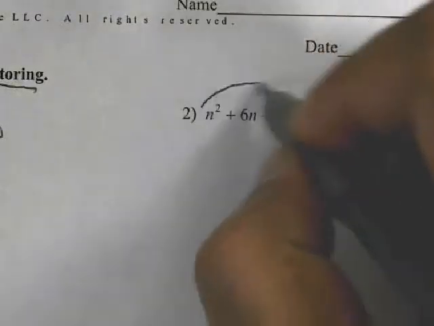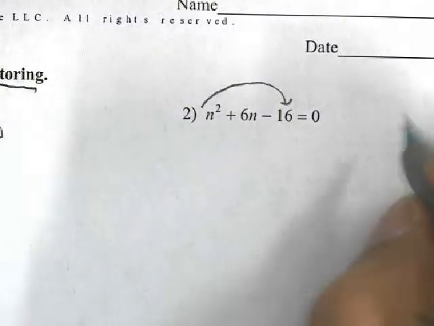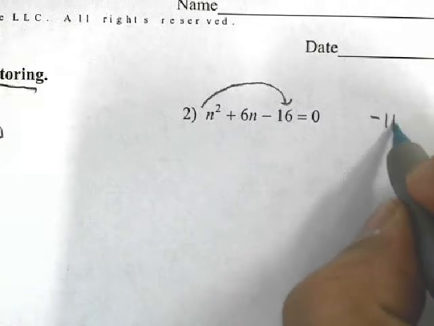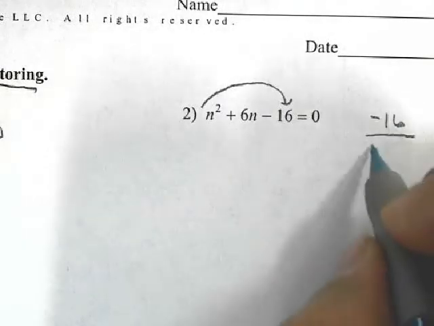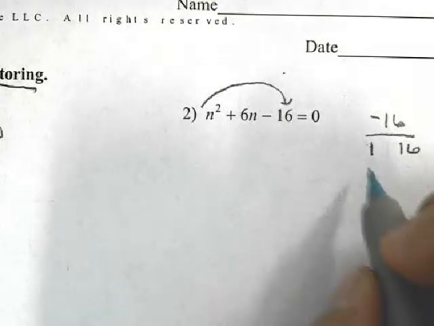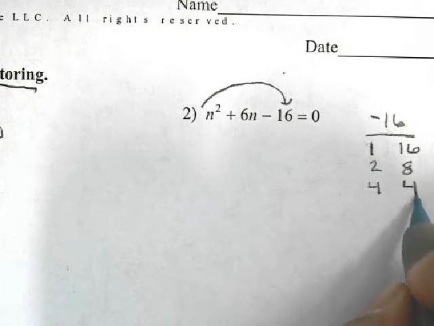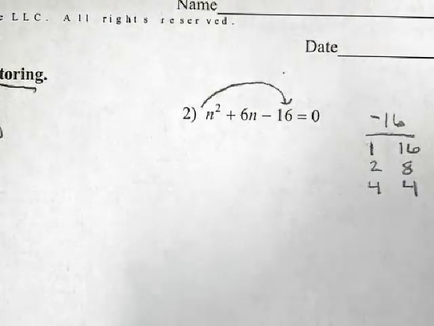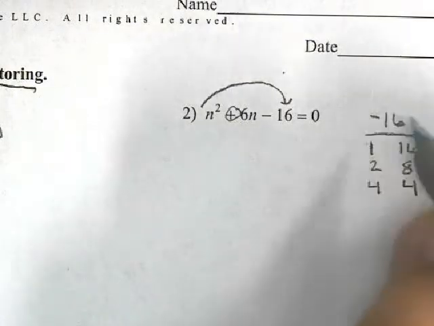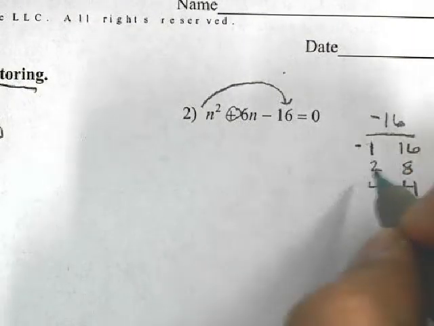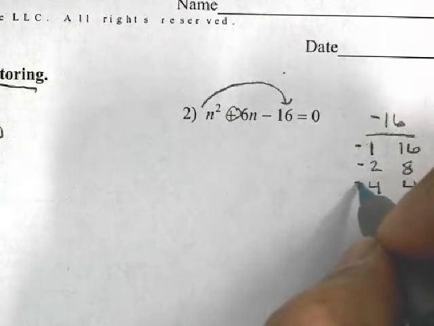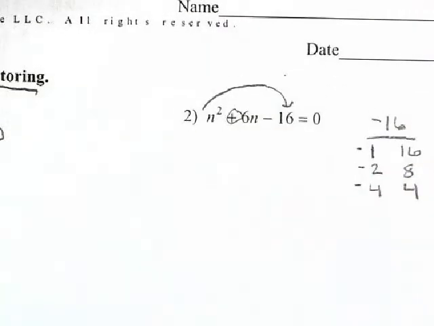This is 1 times negative 16. So we get negative 16. Start with 1 and 16. We've got 2 and 8 and 4 and 4. Those are the factors. Now, the larger ones are going to be positive. The larger ones will be positive. So these are positive, but that's negative 16. So we have to change these to negative.